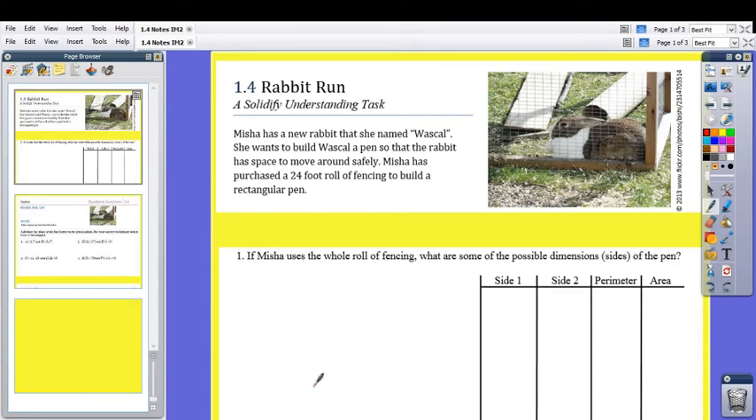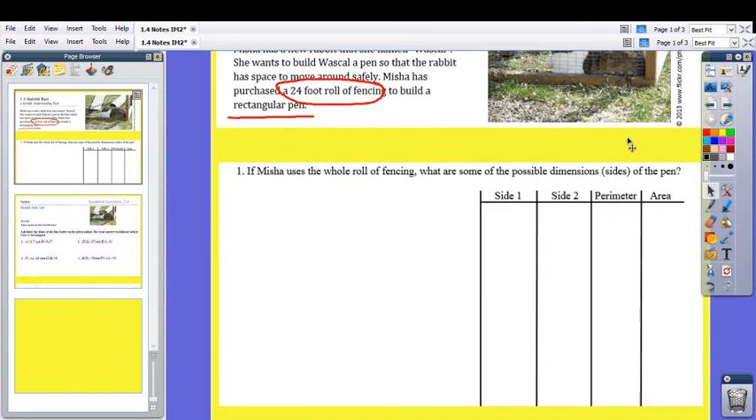Okay, our today's lesson is called Rabbit Run. Misha has a new rabbit, and the rabbit's name is Vasco. Now she is trying to build a pen for the rabbit, and so she purchased a 24-foot long roll of fence so that she can build a rectangular pen for the rabbit. So then let's find out what's happening.